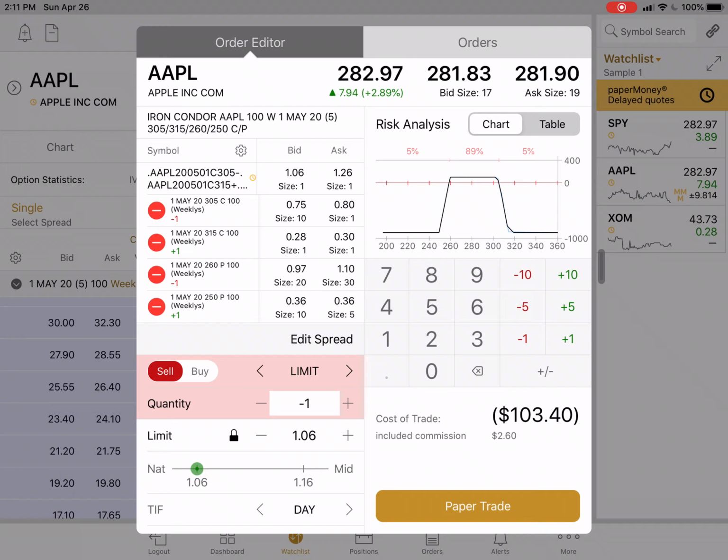So tap on paper trade and then confirm, and then the trade will go through. Well, since this is Sunday, I can't do that, but this is how you set up an Iron Condor.